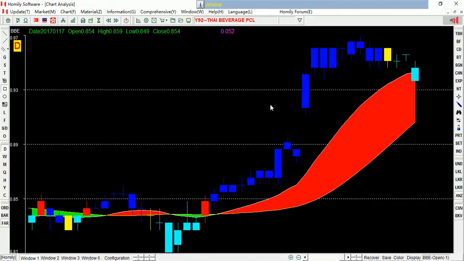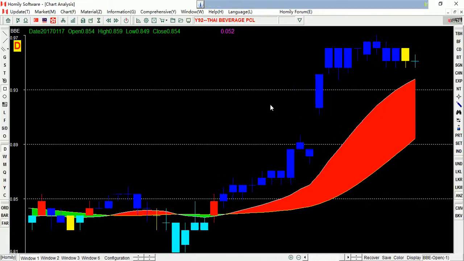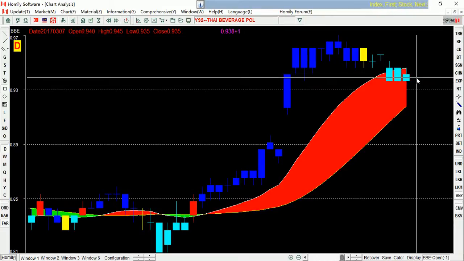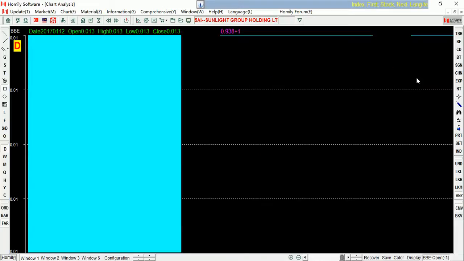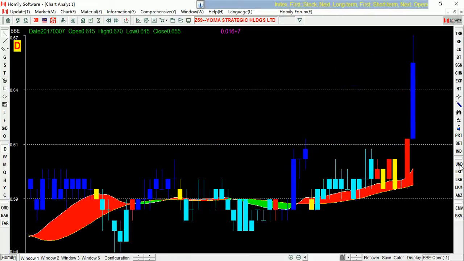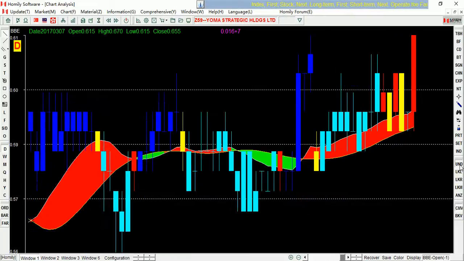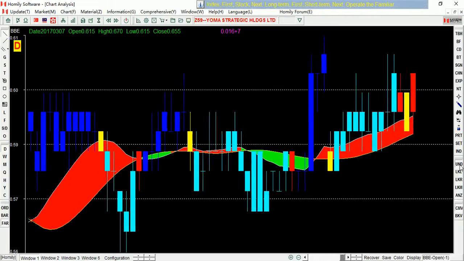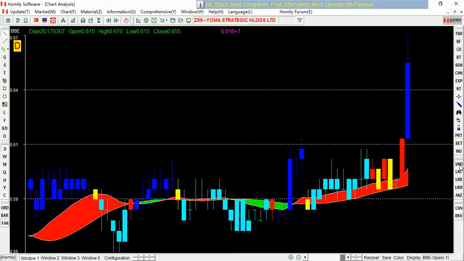So we can see here, the yellow candlestick appears, but the band is red band. You still can wait and see. If the red candlestick appears, maybe you can buy. So this one, sunlight, buy or not? This is the buy point. So here, buy point, right? Here, buy point. Here, another buy point. So you can earn great profit.